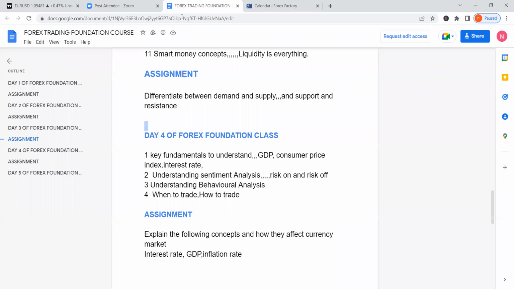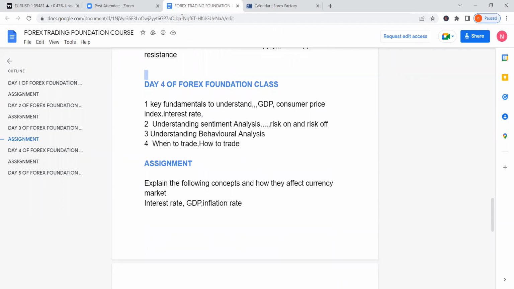All right, your assignment. Explain the following concepts and how they affect the currency market: interest rate, GDP, inflation rate. That's your assignment. Any question? Any question? Any question?